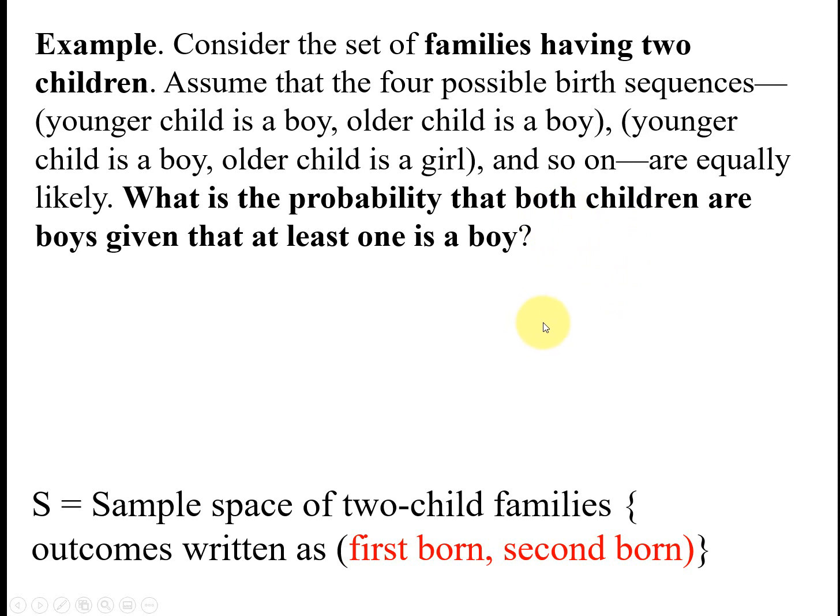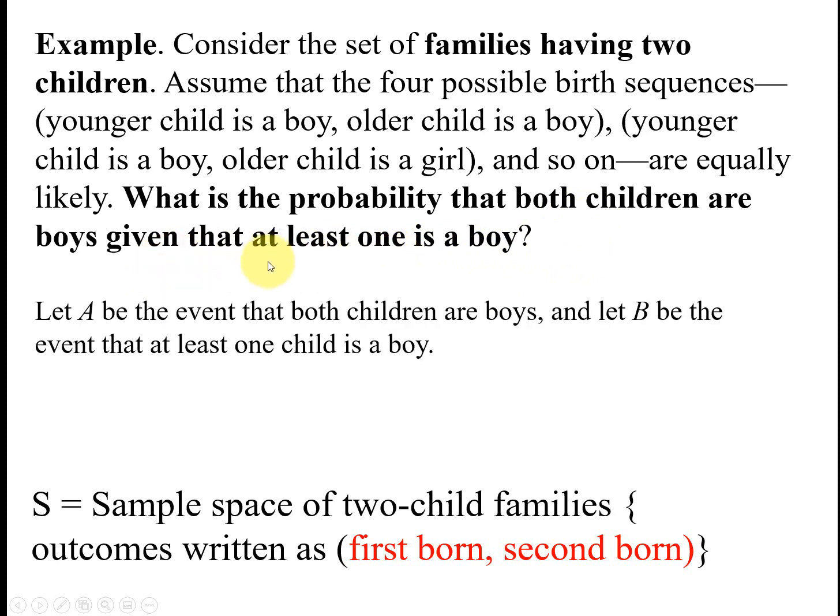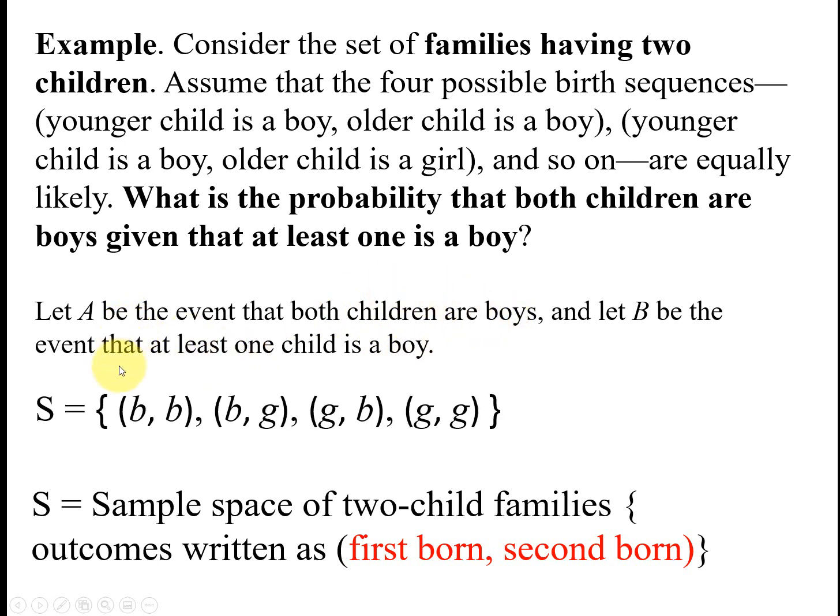So what is the probability that both children are boys, given that at least one is a boy? Let A be the event that both children are boys, and let B be the event that at least one child is a boy. So that's the probability of A given B, and here's our sample space that I just mentioned: boy-boy, boy-girl, girl-boy, girl-girl.